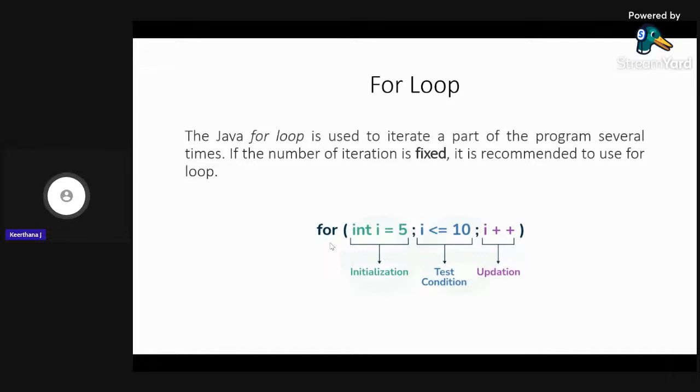So that time it is advisable to go with a for loop. The general syntax of a for loop is here. We have a for keyword, and we have three important parts in a for loop. First thing is initialization. First of all, you are going to initialize the value of the variable.